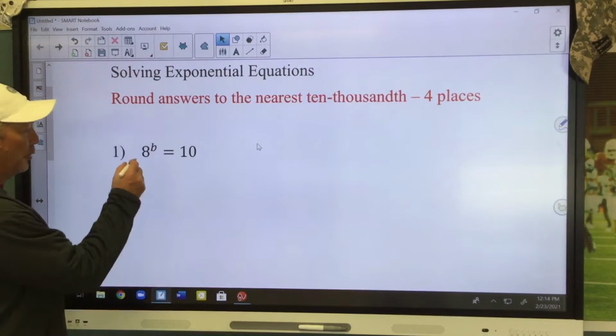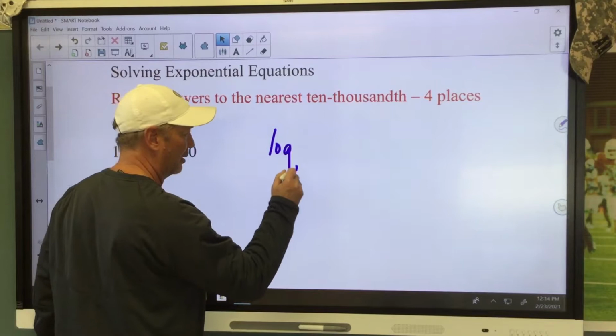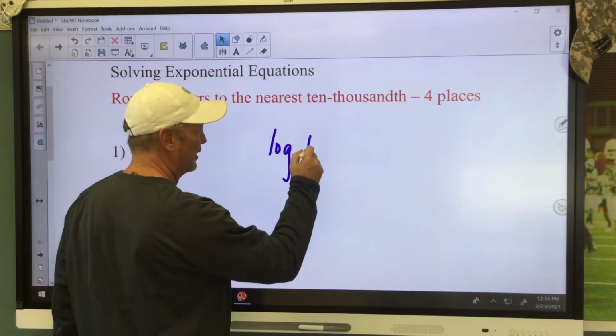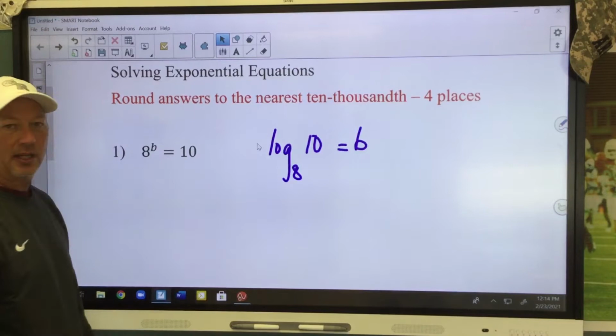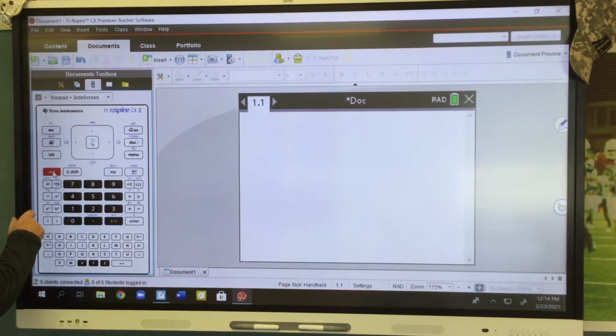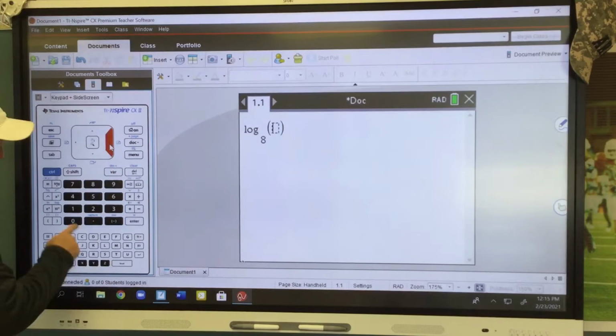Your base is 8, so your base will stay a base. And then you're switching places. This is going to be log base 8 of 10 equals b. And all we need to do is put this into our calculator. So we're going to say control log base 8 of 10. Hit enter. And we said we're going to round to 4 decimal places.